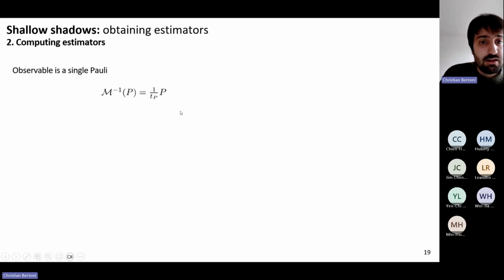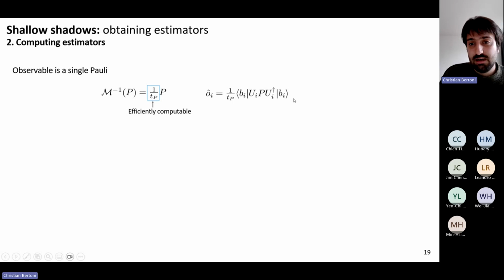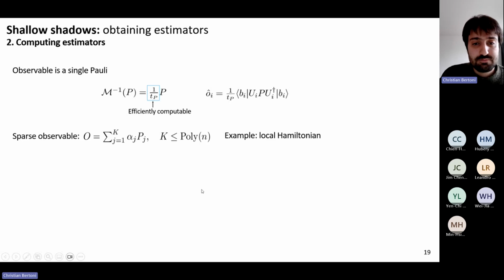And so in this case, the M^{-1} of P is simply 1 over this eigenvalue times this Pauli. And this 1 over T_P, we can compute it efficiently. And so we can easily obtain an estimator for a single Pauli by just computing this overlap with it, which is efficiently computable, and just divide it by this eigenvalue.